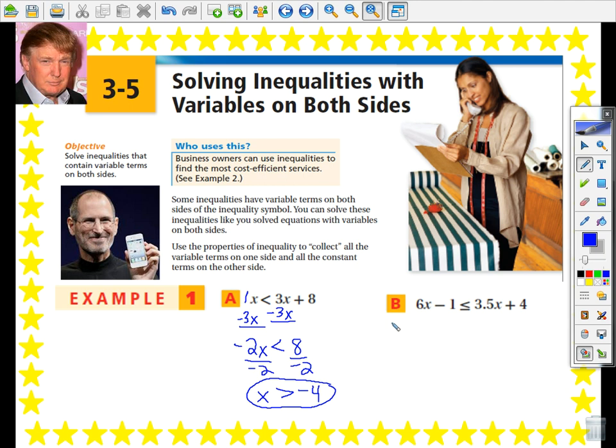For B, I would like to subtract 3.5x on both sides. 6.0 minus 3.5 is 2.5x. Minus 1 is less than or equal to 4. Now, if I move the x terms to the left, I want to move the constant terms to the right by adding 1 on both sides. 2.5x is less than or equal to 5. Dividing both sides by 2.5, I do not need to reverse anything. I just end up with x is less than or equal to 2.